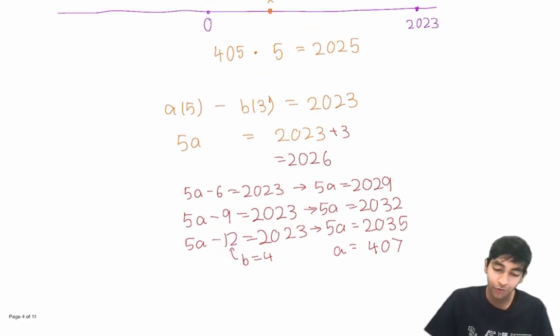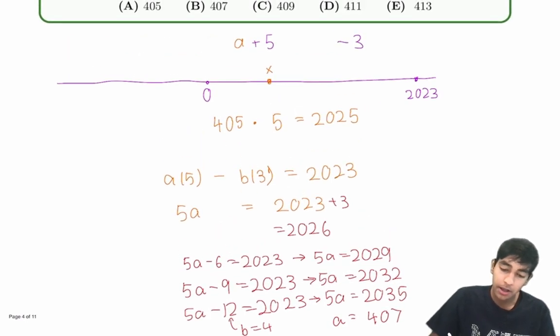So the answer is just 407 plus 4, which is 411. And that is the answer for this problem.